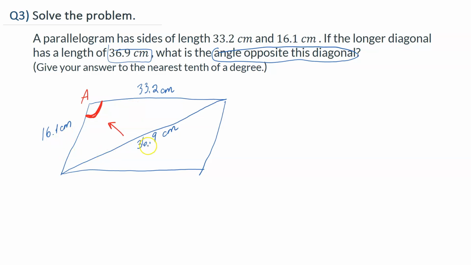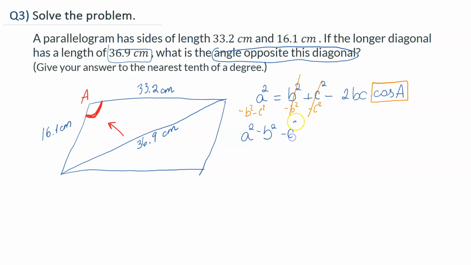Because we know three sides of a triangle and need to find one of the angles, we can use the law of cosines. A squared equals b squared plus c squared minus 2 times b times c times cosine of angle A, opposite to the side a. And from here we can derive the formula to find cosine A by first subtracting b squared and c squared from both sides. That will give us a squared minus b squared minus c squared equal negative 2 times b times c times cosine A.